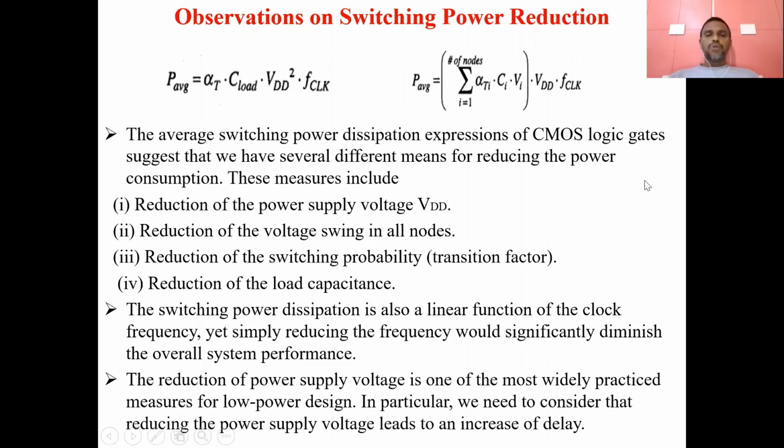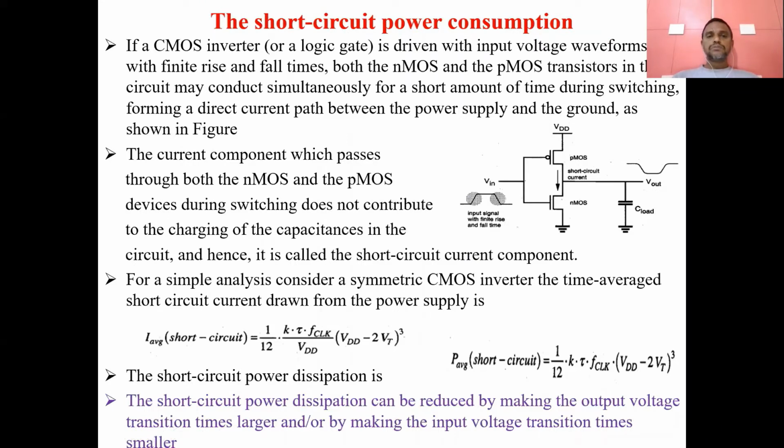Hello everyone. Today I'm going to explain about the short circuit power consumption. Okay. So here, this is the second one of total power consumptions, that is the short circuit power consumption. So the name itself is there, short circuit. Okay. So what does short circuit mean?